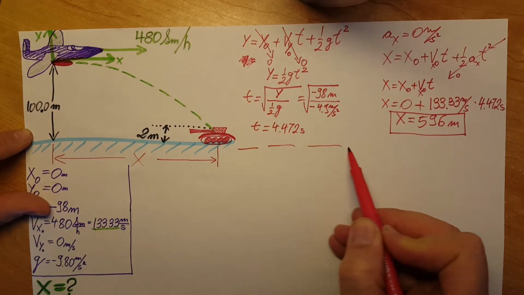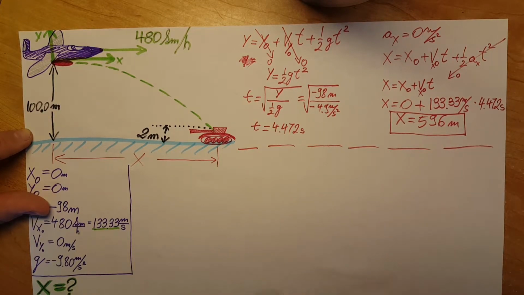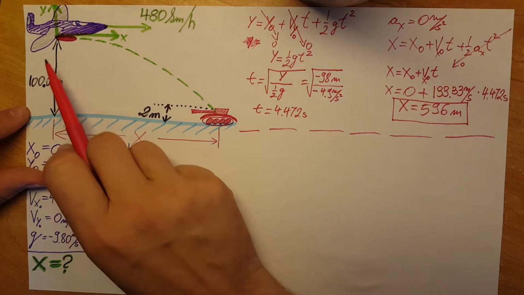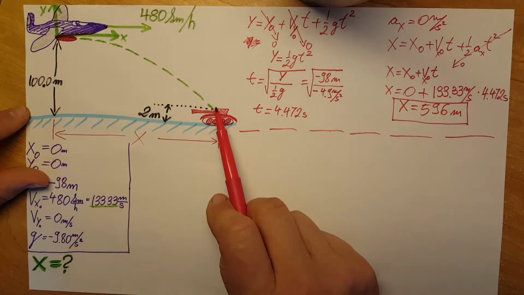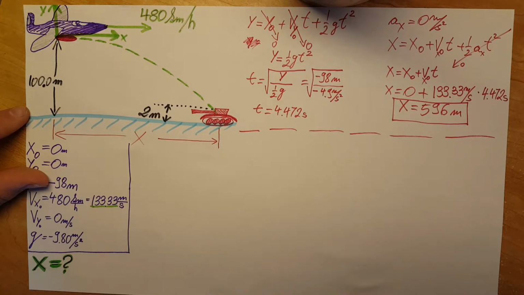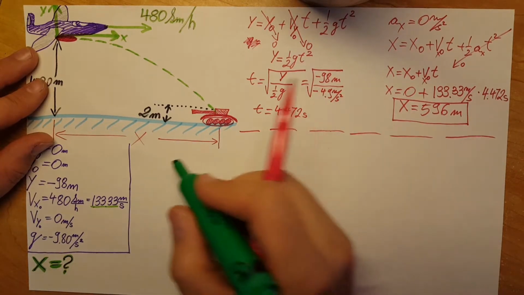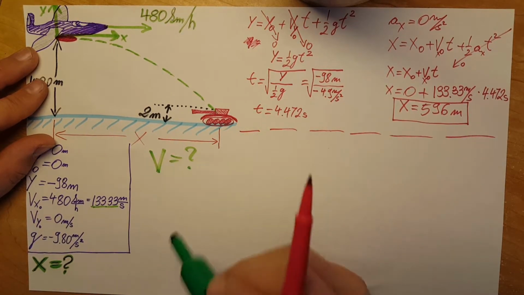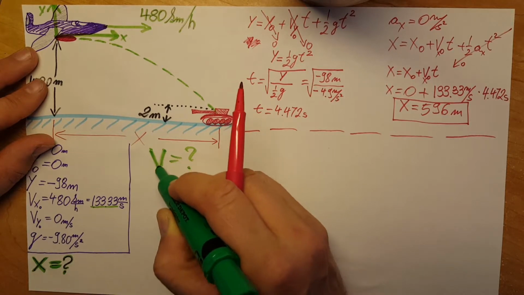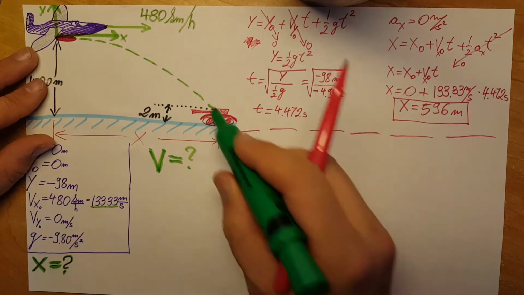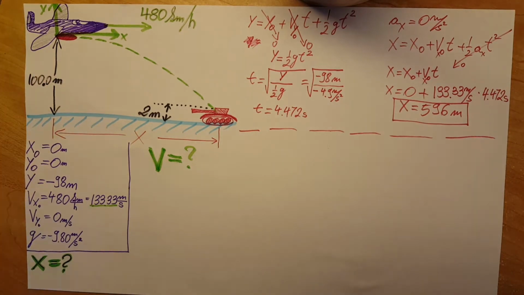Okay, this was part A. We found the x that they were looking for. Now they want us to find the speed at which the package will hit the top of the tank. So I'm gonna mark it as v equals question mark. Final velocity of the package right before impact.